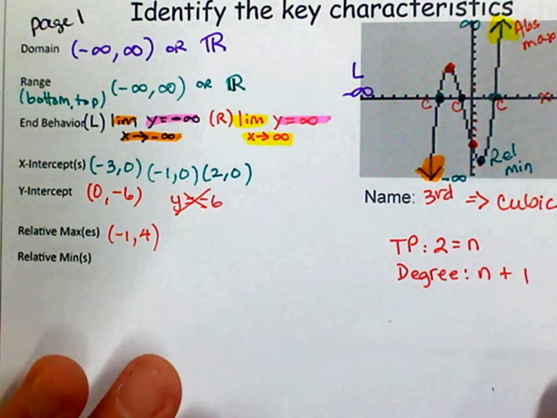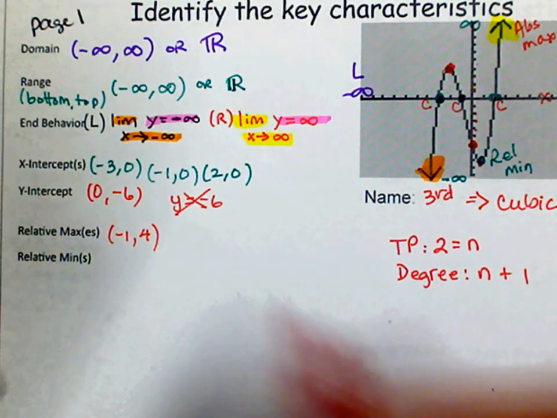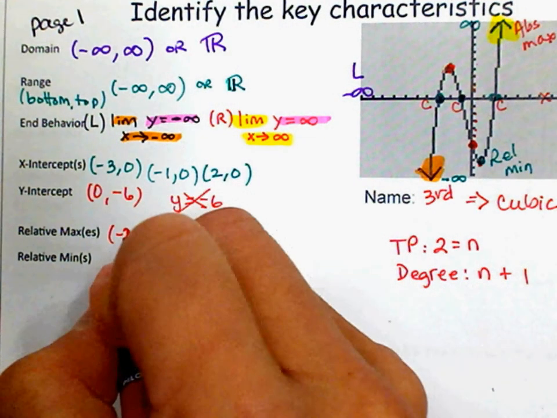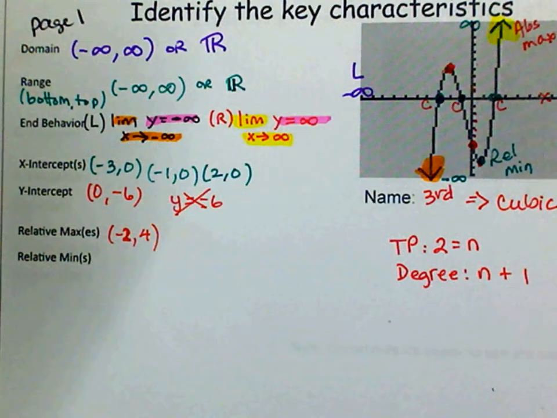All right. Down here is your relative minimum. Oh, is it -2? Oh, I'm so sorry. You are so right. It's -2, 4. Thank you. Should I shout out your name because you corrected me? Shout out to Isaac. He corrected me.